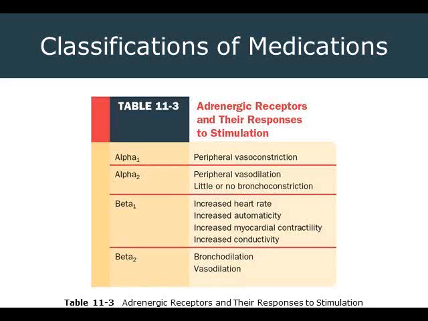Beta 2 is a bronchodilator and a vasodilator. So a good example of a beta 2 drug is albuterol. Albuterol causes bronchodilation and causes some vasodilation centrally. It is a beta 2 selective agonist. So it will have some minor effect on the beta 1, but it really primarily affects beta 2.